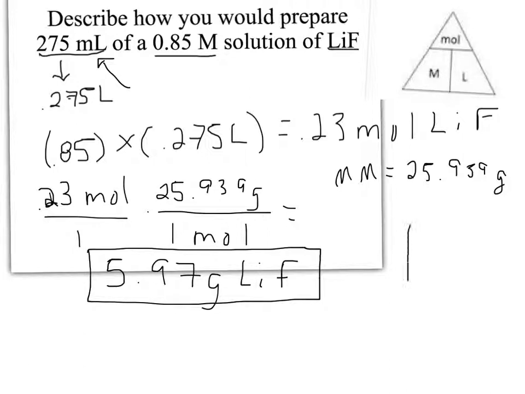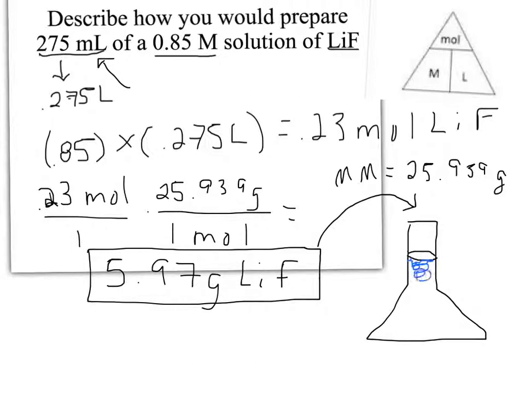So you put your 5.97 grams of lithium fluoride. Let's say here's our volumetric flask. Take this, put it in here. Then there will be a little line that shows you where to fill the water up to. So you take your water and fill it up to that line. And then you have your solution. Dissolve it in there and you have a beautiful 0.85 molar solution of lithium fluoride.